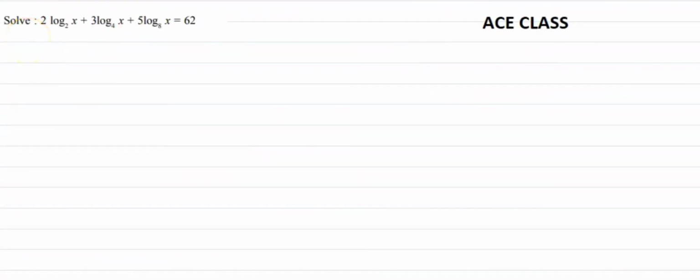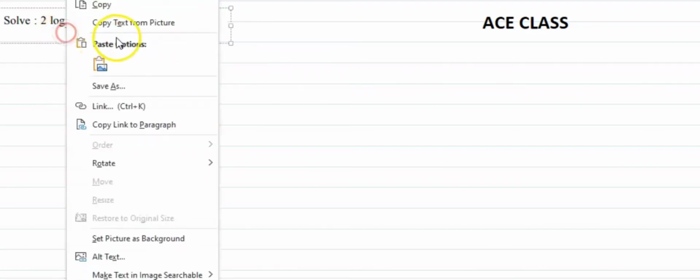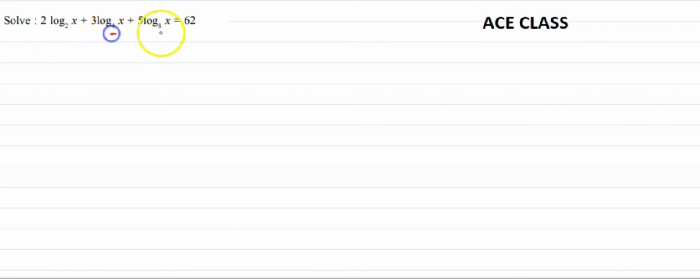Next question. Here solve 2 times log x to the base 2 plus 3 times log x to the base 4 plus 5 times log x to the base 8 equals 62. So here you need to get the value of x. Since it is addition, my base should be same. Here it is 2, here it is 4 and here it is 8. Since my bases are not same, let me make that base first same.